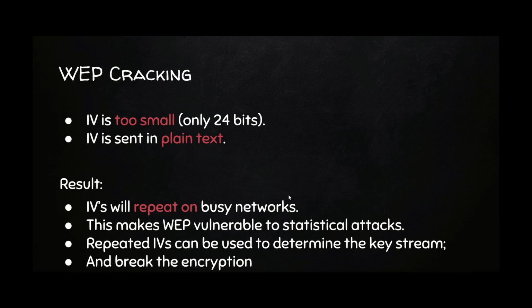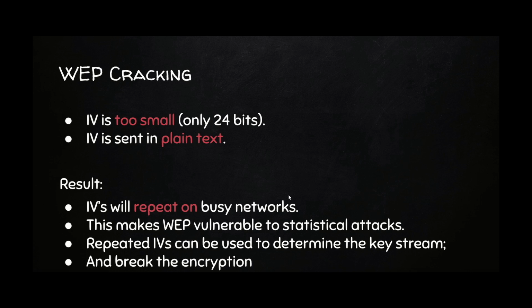So the IV is too small. This is a drawback. That is 24 bits only, and the IV is sent in plain text. It is not encrypted, so that is a drawback. So we can look into what the IV was. As I told you, IV plus the password makes the key stream, and the key stream is the only thing which basically encrypts the data, which makes it gibberish.